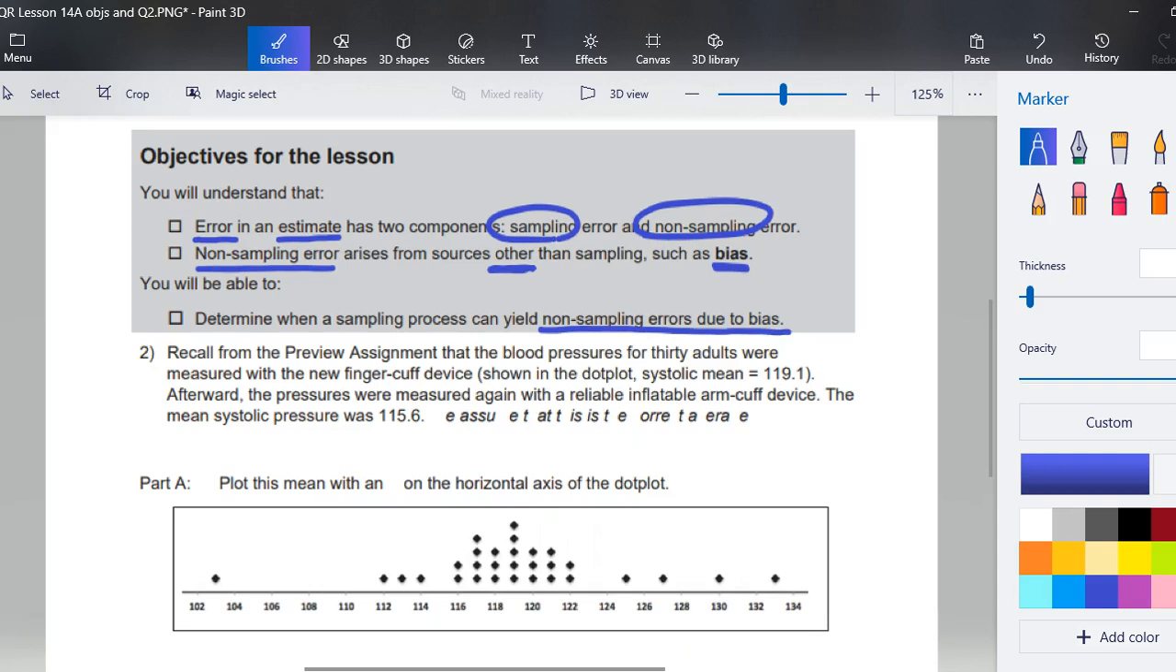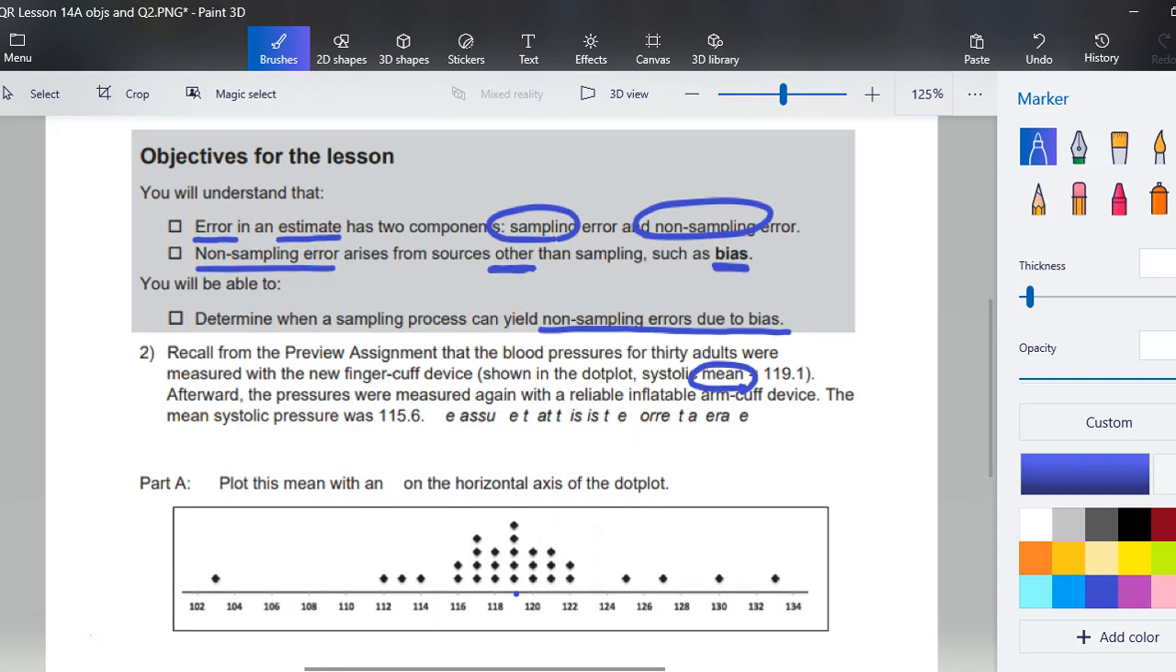So in question 2, it tells us to recall that the blood pressure for 30 adults was measured with the new finger cuff device, and it's shown in the dot plot. The systolic mean being 119.1. So somewhere around here.